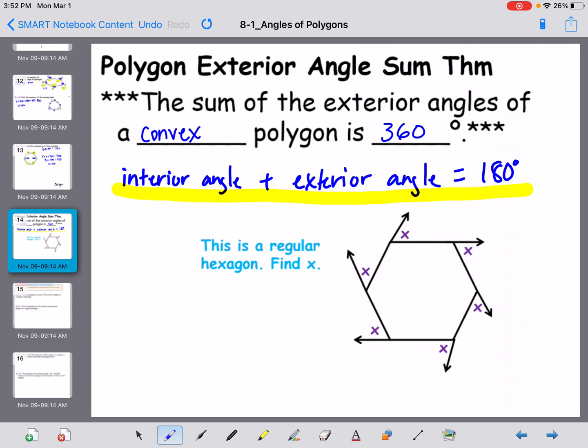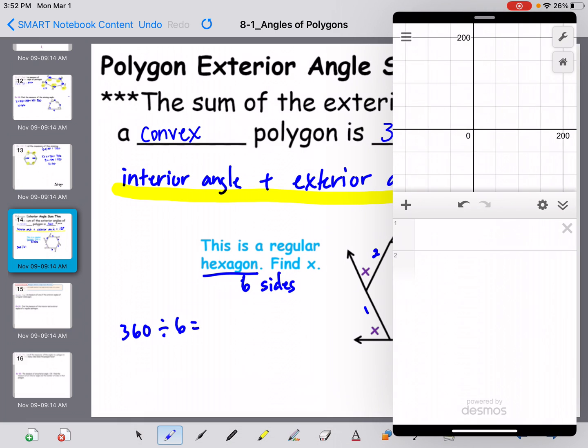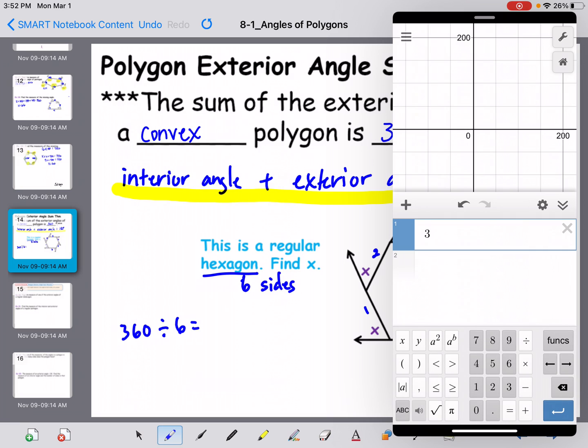So in our first example, I have a regular hexagon. A hexagon is 6 sides. 1, 2, 3, 4, 5, 6. The total is 360. So 360 divided by 6 gives me what each one of those exterior angles are. 360 divided by 6 is 60 degrees.